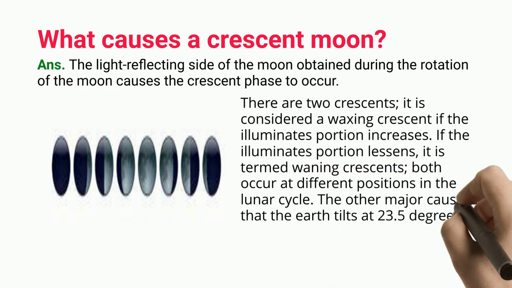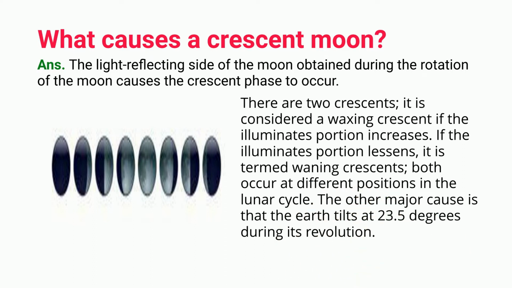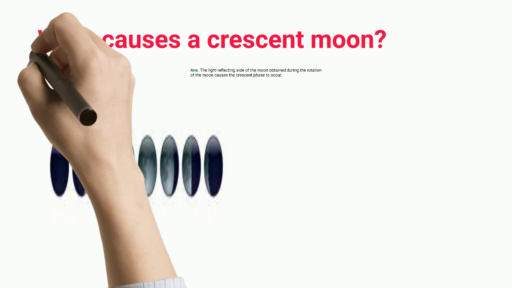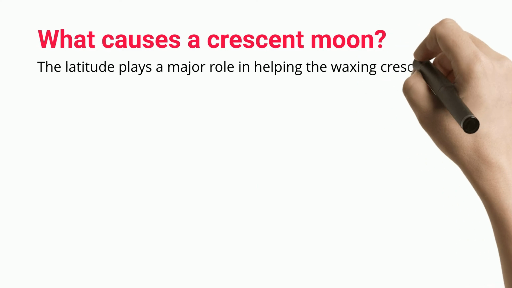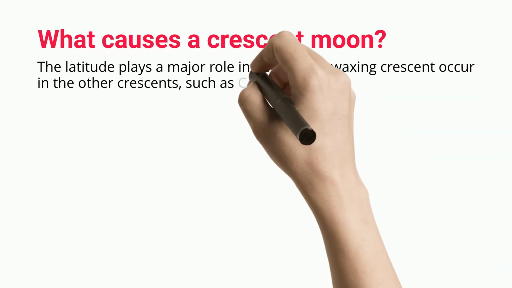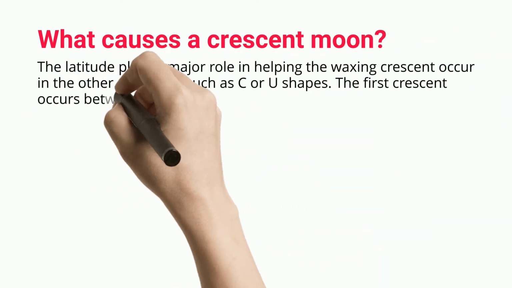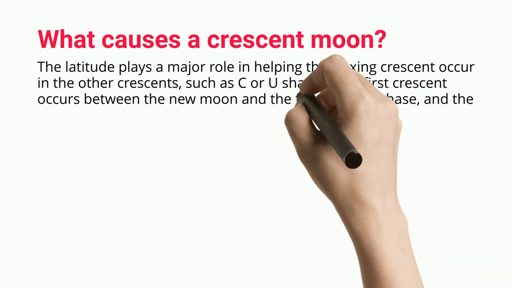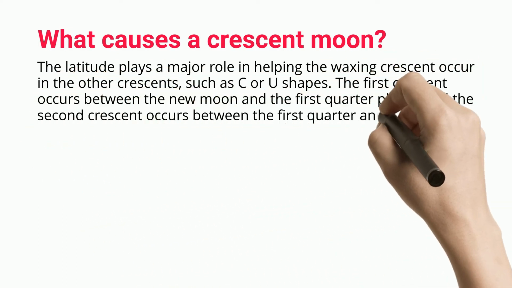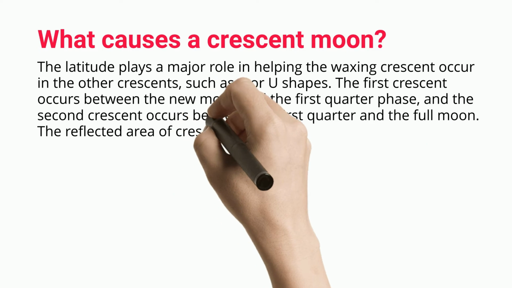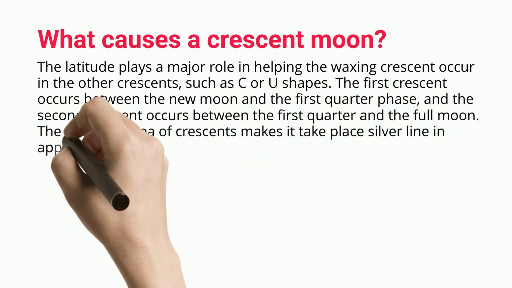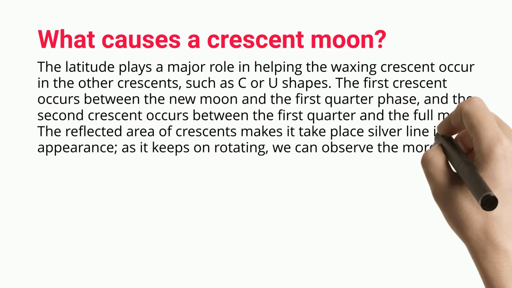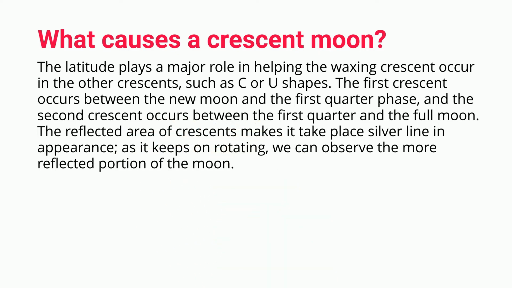The other major cause is that the Earth tilts at 23.5 degrees during its revolution. The latitude plays a major role in helping the waxing crescent occur in the other crescents, such as C or U shapes. The first crescent occurs between the new moon and the first quarter phase, and the second crescent occurs between the first quarter and the full moon. The reflected area of crescents makes it take on a silver line appearance. As it keeps on rotating, we can observe more of the reflected portion of the moon.